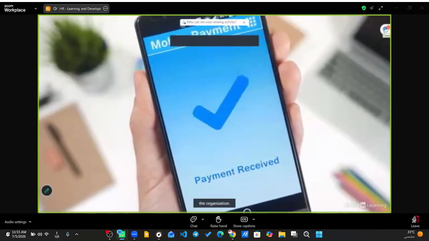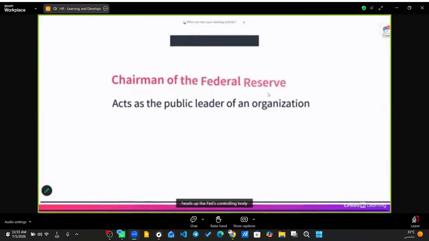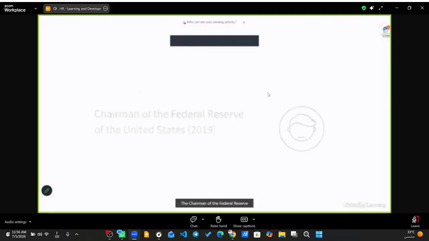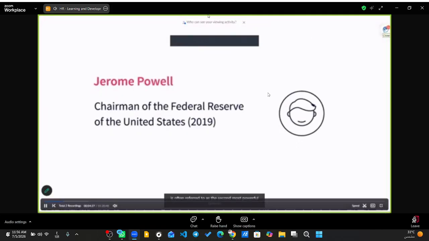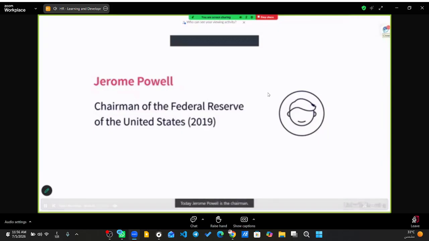repay the organization. The chairman of the Federal Reserve heads up the Fed's controlling body called the Board of Governors and acts as the public leader of an organization that most Americans don't really understand, but which all Americans are influenced by. The chairman of the Federal Reserve is often referred to as the second most powerful person in the country, behind only the president, who is the one that appoints the chairman. Today, Jerome Powell is the chairman.